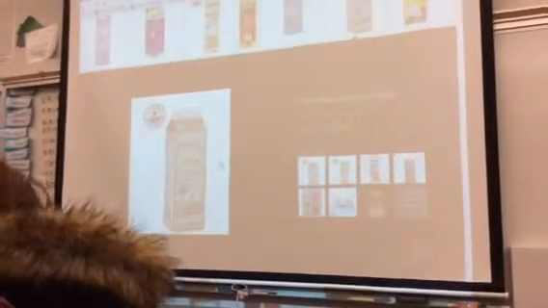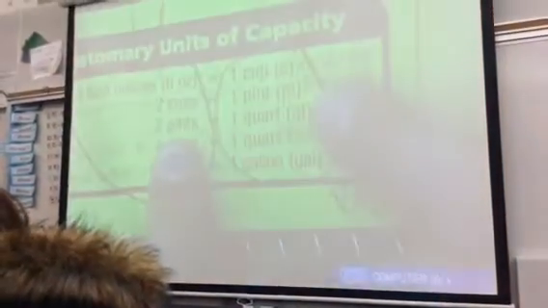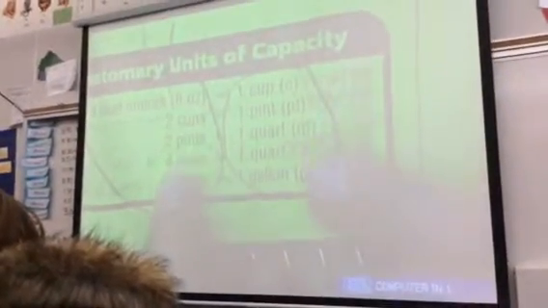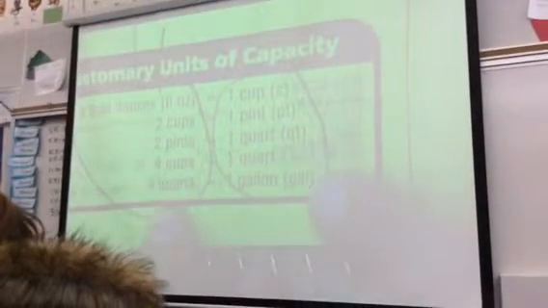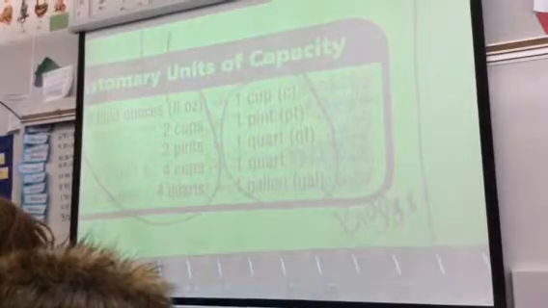So a quart: 2 pints make a quart. 4 cups make a quart, and 4 quarts make a gallon. Raise your hand if you've ever had a gallon.